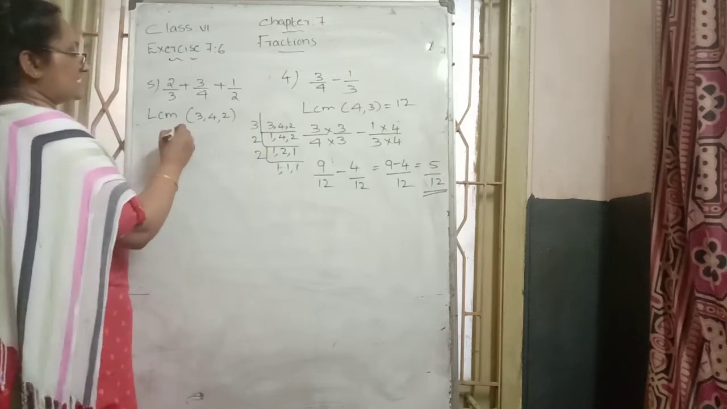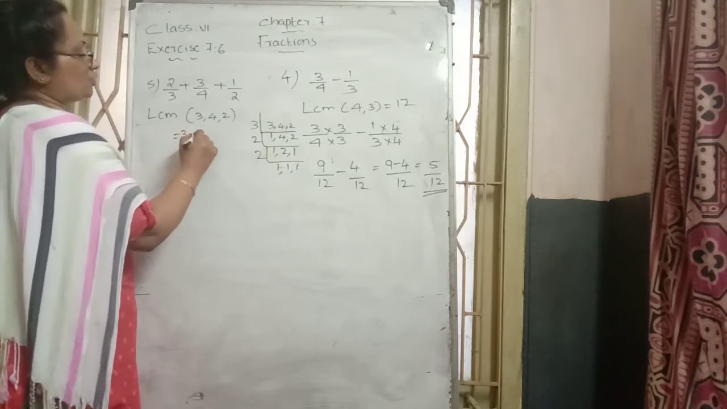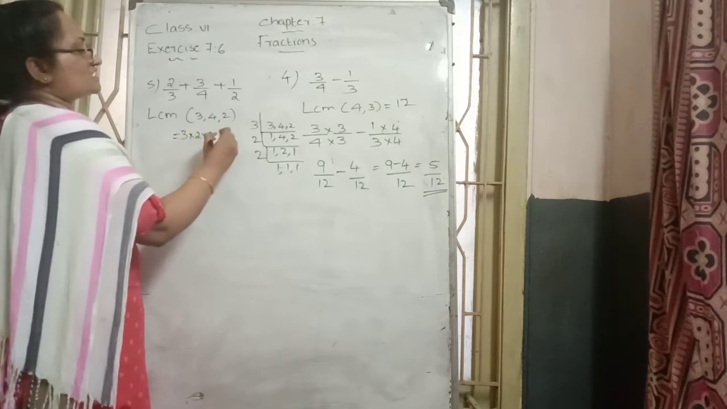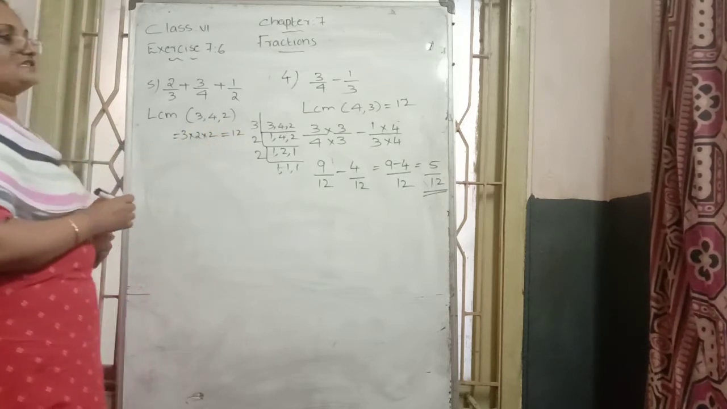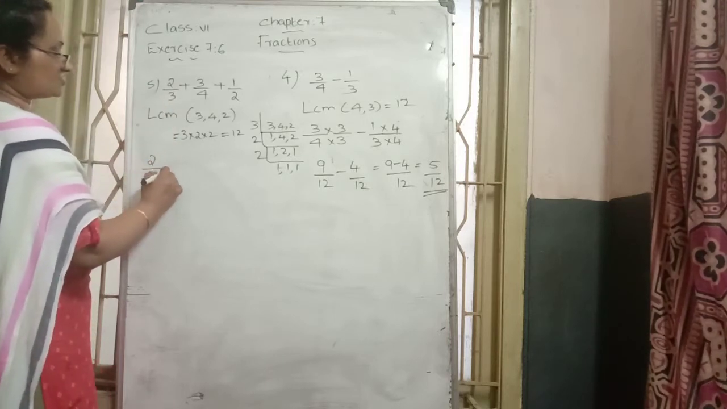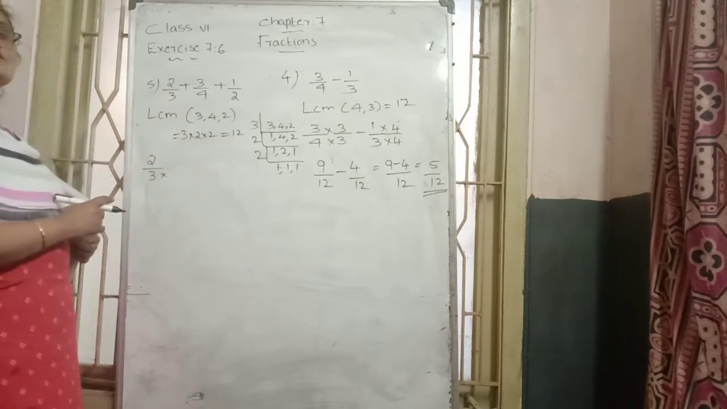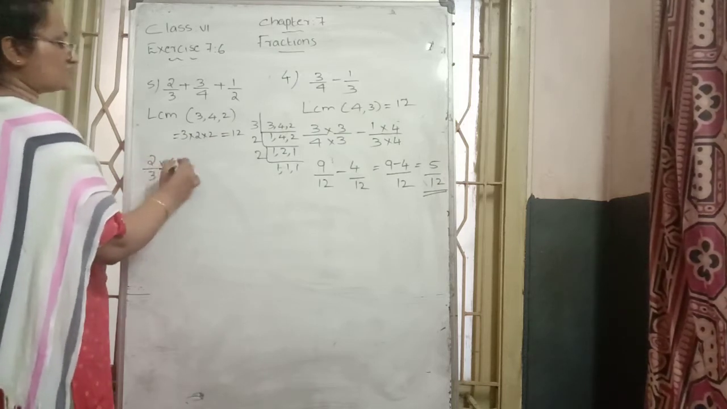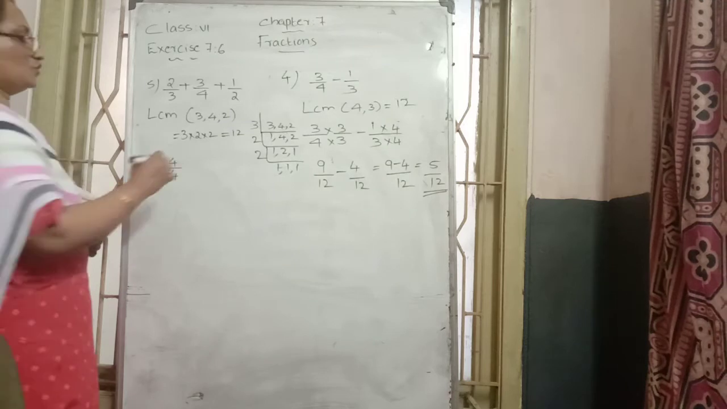So what are the factors? 3 into 2 into 2. That means 3 2s are how much? 6. 6 2s are how much? 12 is the LCM. So one by one, take the first fraction, 2 by 3. Then thinking 3 table, when we get to 12, 3 into 4 becomes 12. What change we make in the denominator? Same change make in the numerator.